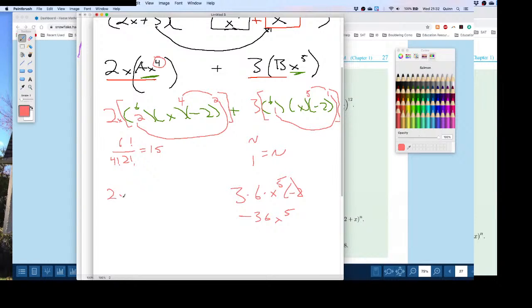So 2x times 15 times x to the 4 times -2 squared is 4. Multiply all this out. 4 times 15 is 60 times 2. That's 120 x to the 5 plus -36 x to the 5. So that's 84 x to the 5.